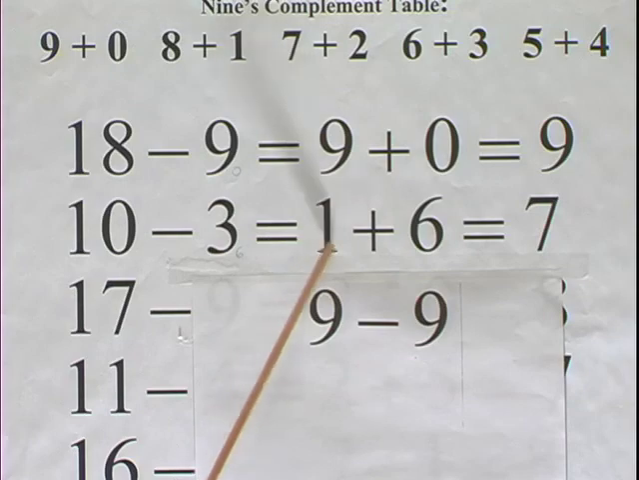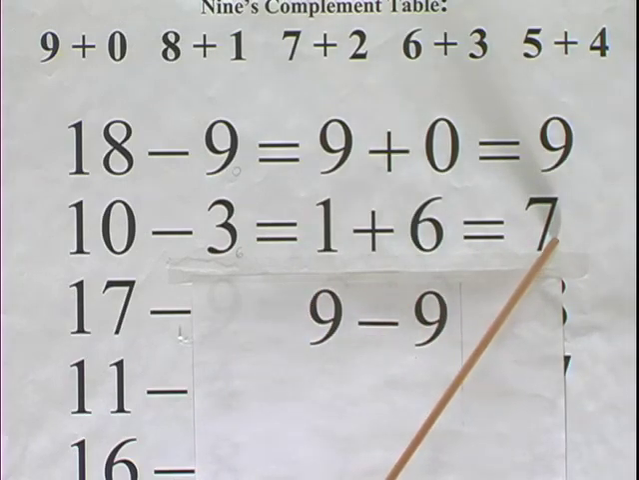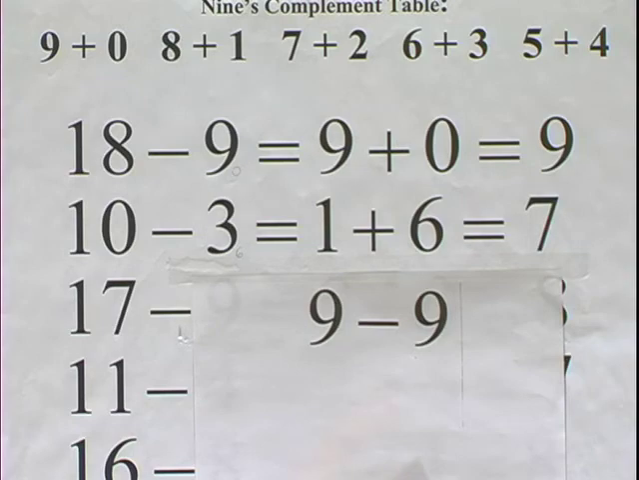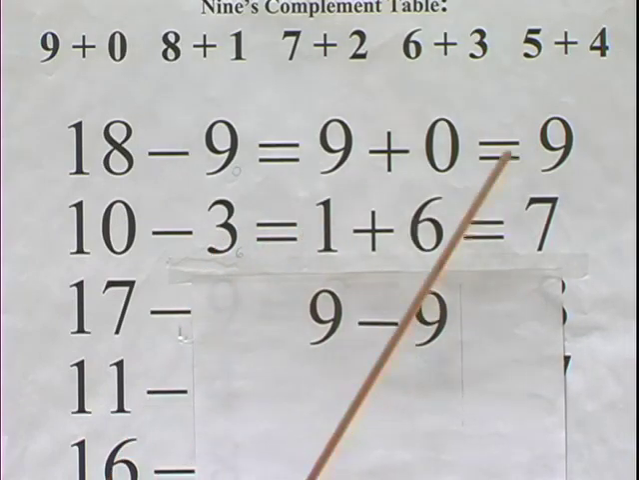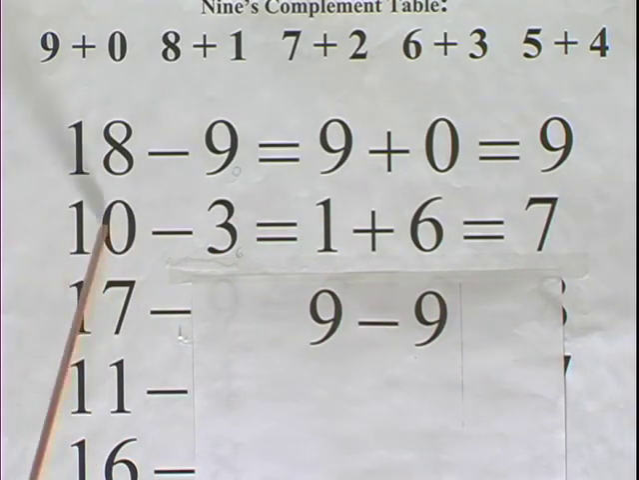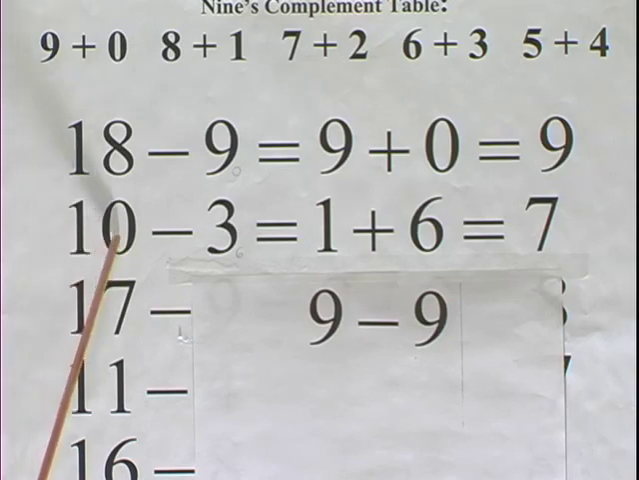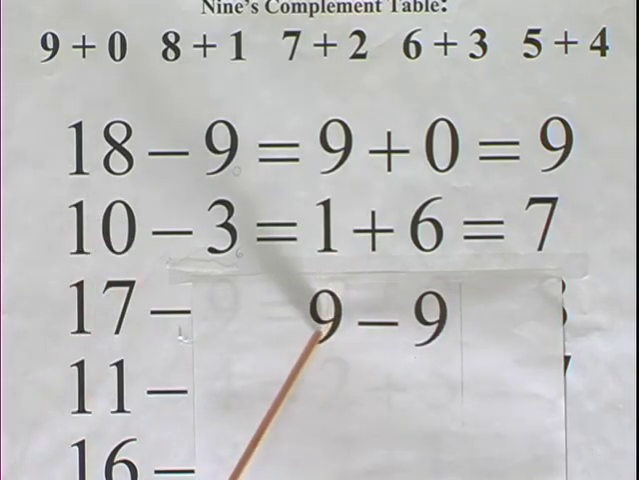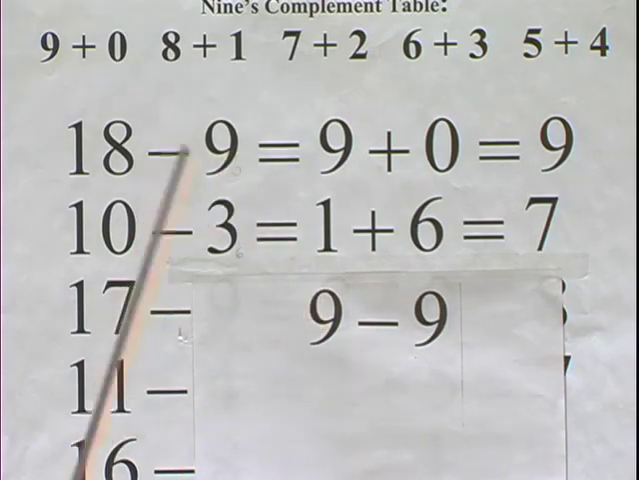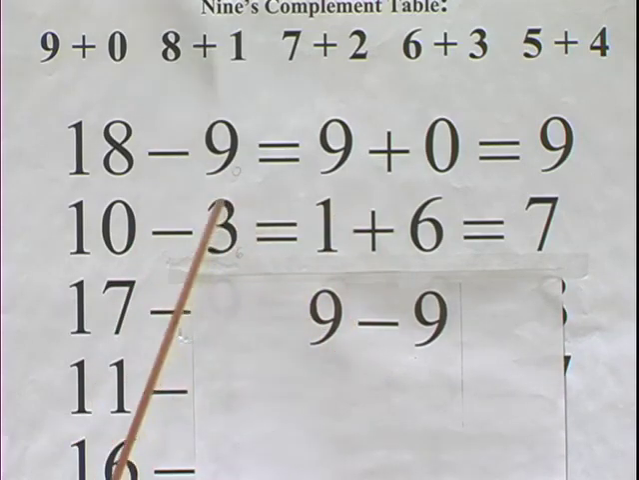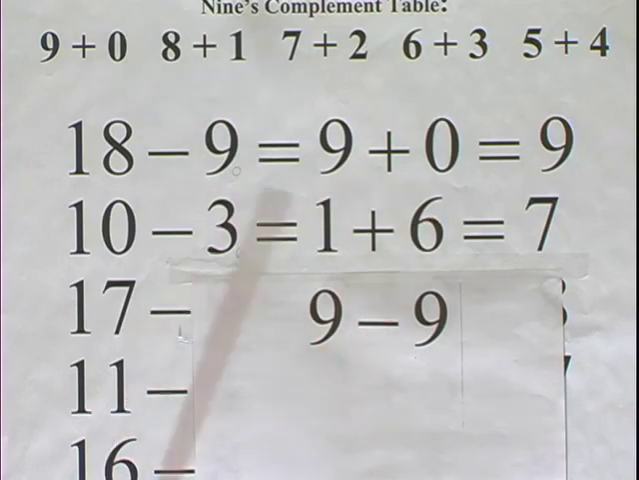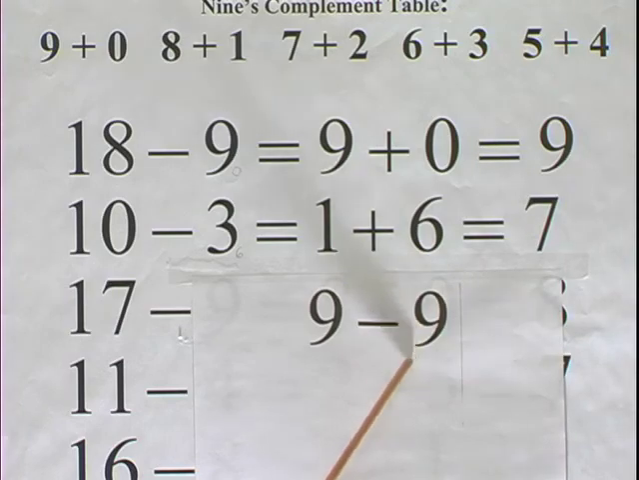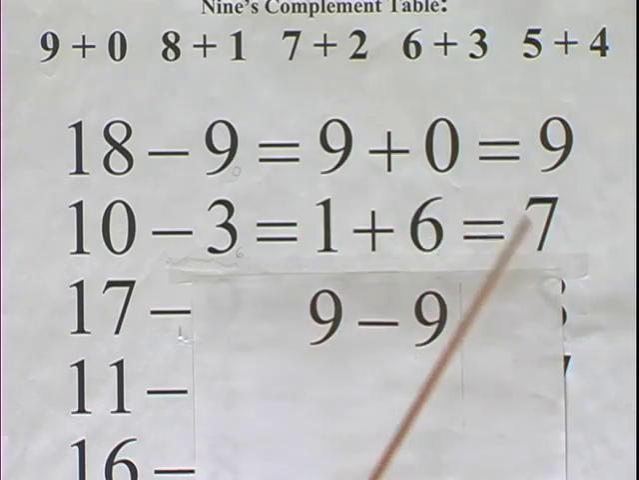If I add this 1 and this 6, I get a 7. That is the correct difference. Sum of the minuend digits, 1, 9's complement of the subtrahend, 6. Add them, you get a 7. When you take the sum of the minuend digits, 1, you cast out this 9. When you take the 9's complement of 3, or of the subtrahend 3, you get a 6. You cast out this minus 9. So by adding these two, we get the correct difference.